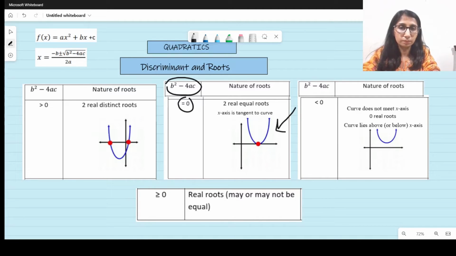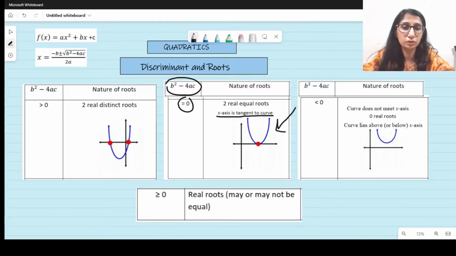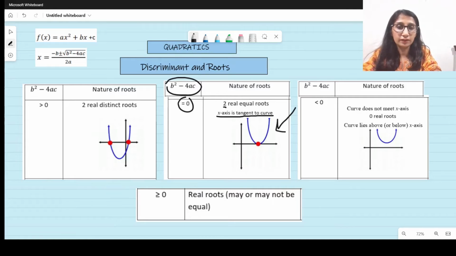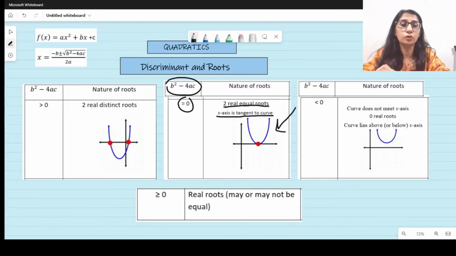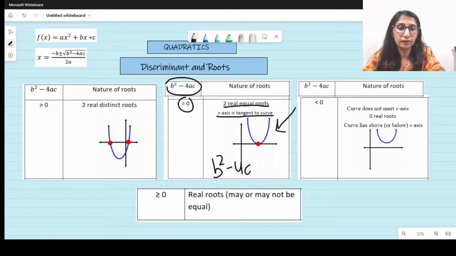So the exam question might have a statement like this, that x-axis is tangent to curve, or it may say that two real equal roots exist, that there are two roots but they both have the same value. So that's why the graph seems to be cutting the curve at only one point. So the two roots are repeated roots. So in that case you must use b square minus 4ac equals to 0.